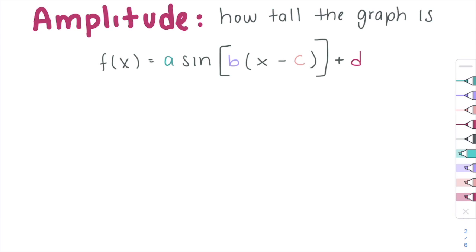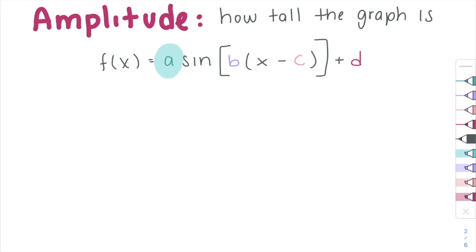So when we're looking for the amplitude in the equation, the amplitude is always going to be this first variable that we're multiplying the sine or cosine function by. And it follows those same rules where if we multiply by a whole number, it's going to make the amplitude bigger. If we multiply by a fraction, it's going to make the amplitude smaller.